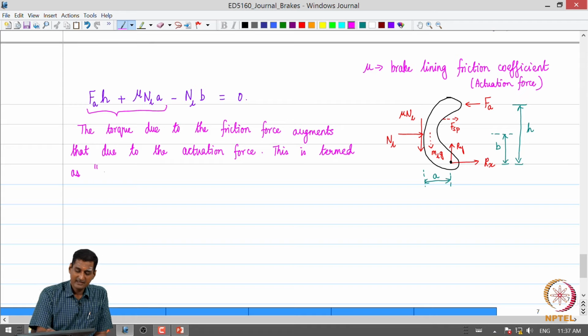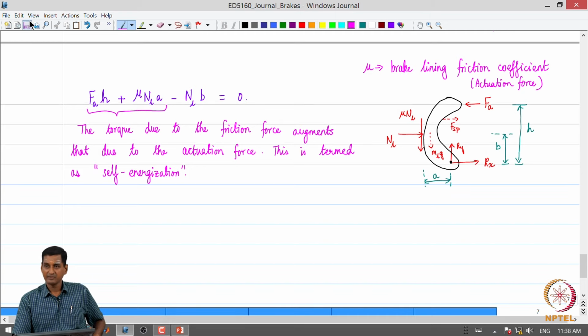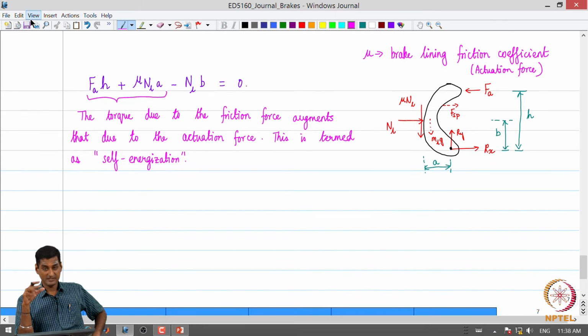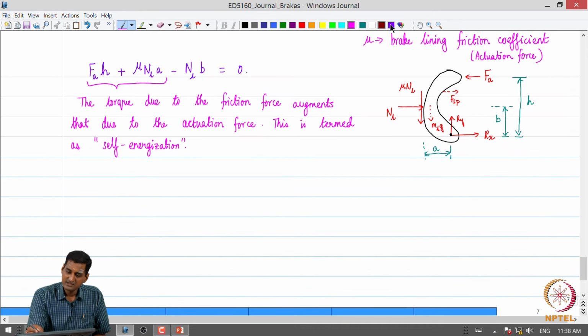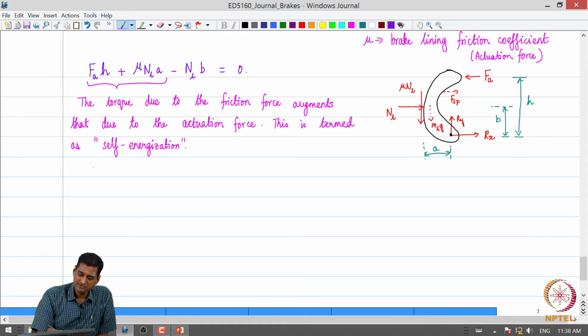this concept or phenomenon is what is called self-energization. This happens only in the leading shoe of a drum brake. The so-called, within quotes, self-energization is a very positive attribute of a drum brake. We will see how it helps us. Once again to repeat, self-energization is the phenomenon or concept of the torque due to the friction force aiding the torque due to the actuation force in brake application, and that happens in the leading shoe of a drum brake.